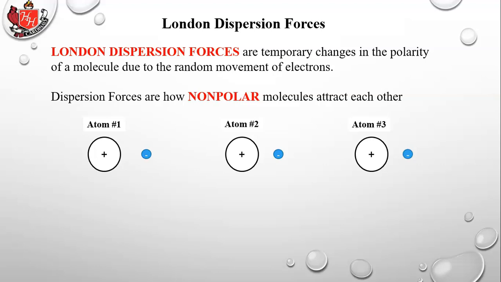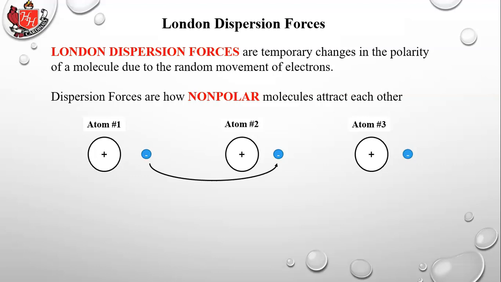So let's look at atom number 1. It has a proton. Let's just say it's a hydrogen atom to keep it simple. It has a proton as its nucleus and it has an electron. Now that electron happens to be over on the right side of atom number 1. What that's going to do then is it's going to push the electron in atom number 2 over to the right side. In other words, the electrons are going to repel each other.